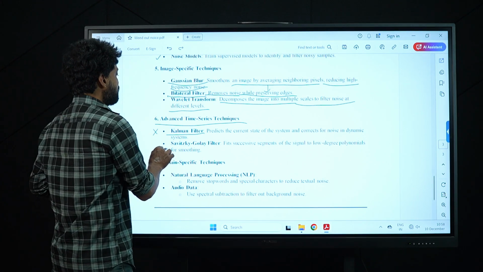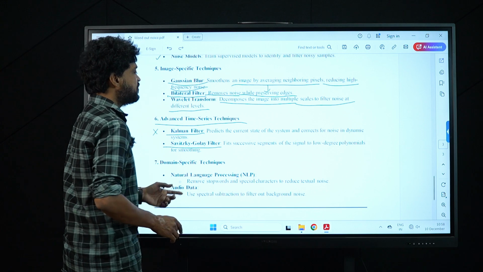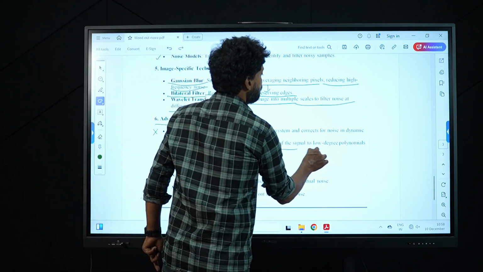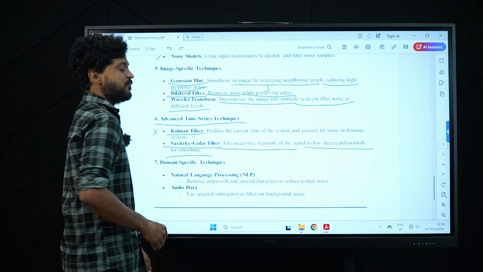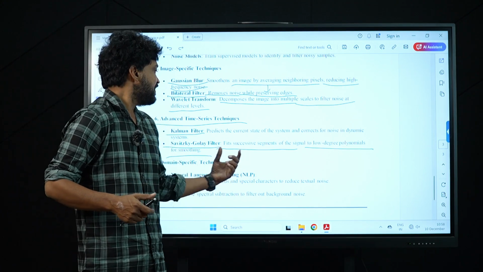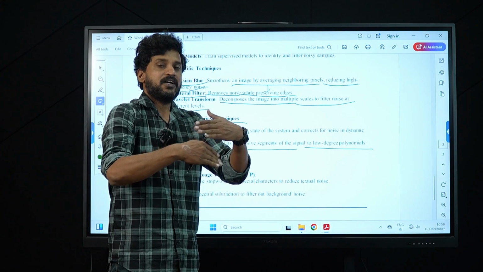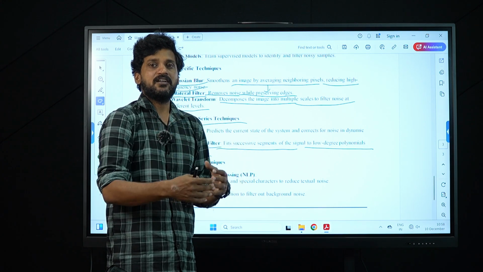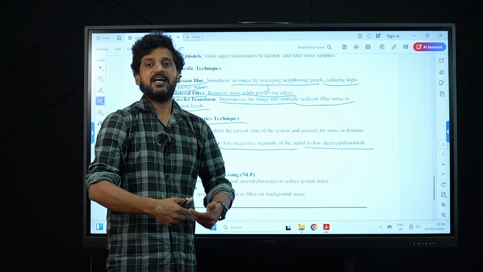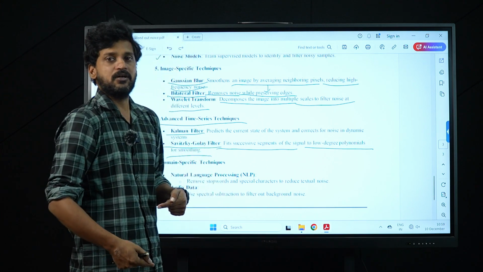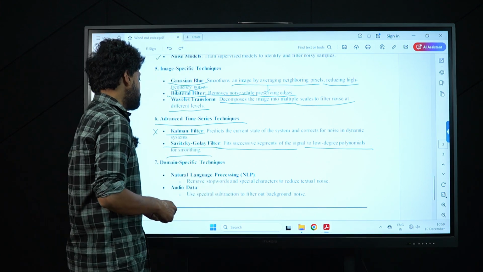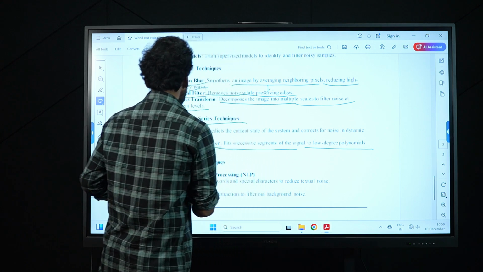And there is also something called the Savitzky-Golay filter, which fits successive segments of the signal to low degree polynomials for smoothing. It is going to get successive segments of the signal. The consecutive segments of the signal will be collected and analyzed, by which we'll be able to get the future prediction. And for domain specific techniques, there is something called natural language processing.